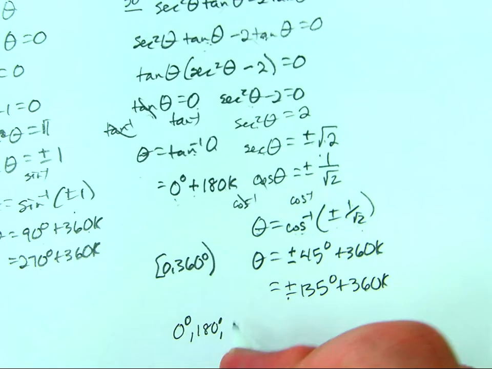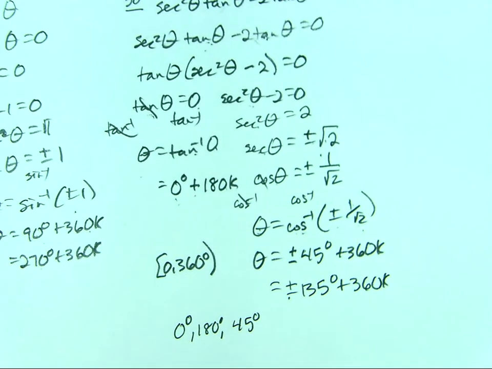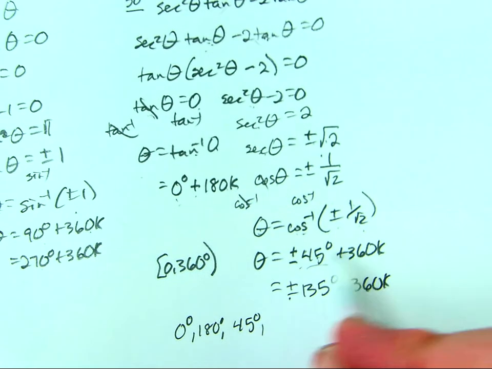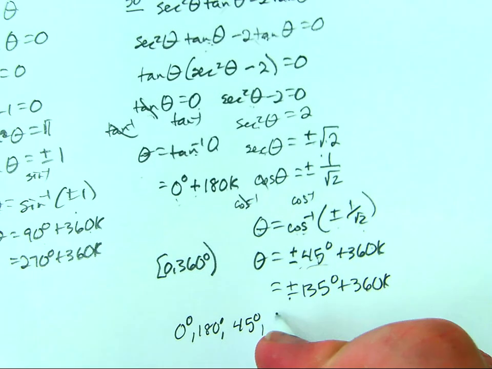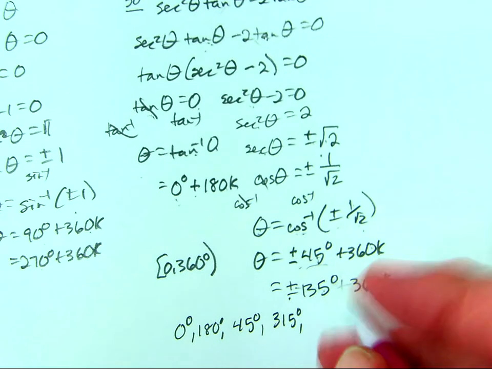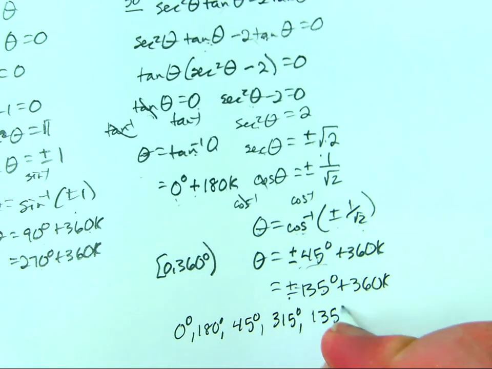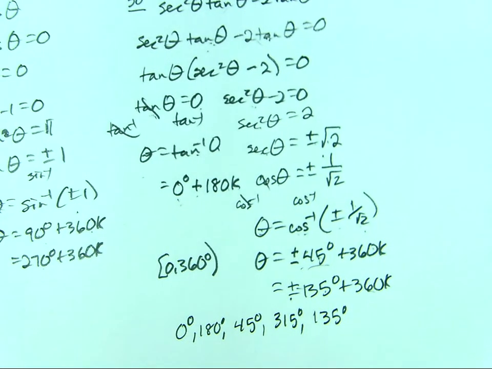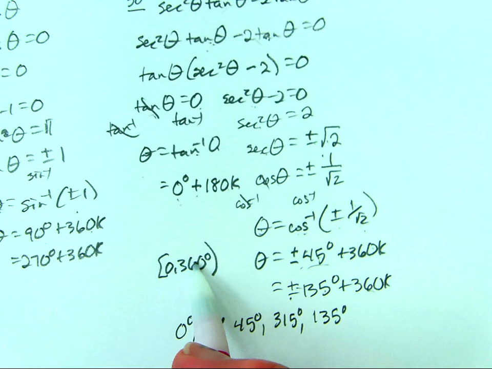So move over to this one. 45 fits. We had 360, 405, too big. Negative 45 doesn't fit. But if we add 360, that's what, 315? That fits. If we add 360 again, 675, too big. Go to this one, 135, that fits. Add 360, 495, too big.